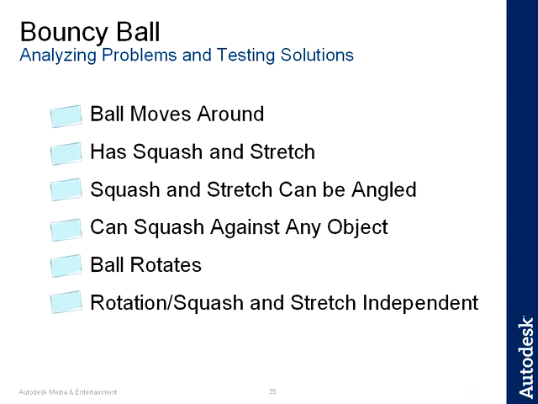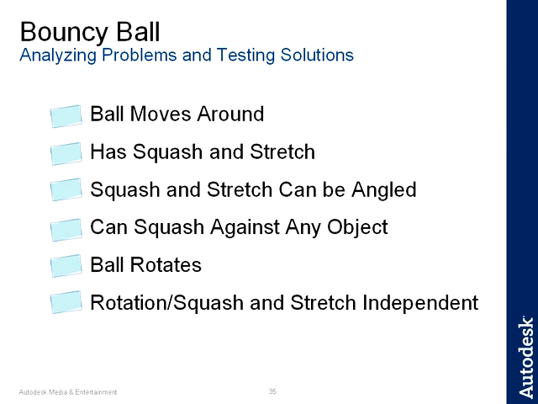So what we're going to do now is actually analyze all of these problems. You can see the ball needs to move, has to have squash and stretch. Squash and stretch can be angled. We can squash against any object. The ball rotates, and the rotation, squash, and stretch need to be independent. Before we actually go and just create a ball rig, we're going to analyze each of these things and try and come up with the best solution. Now this is very, very important because we want to make sure that we have the best solution for each of these and they all work well together.